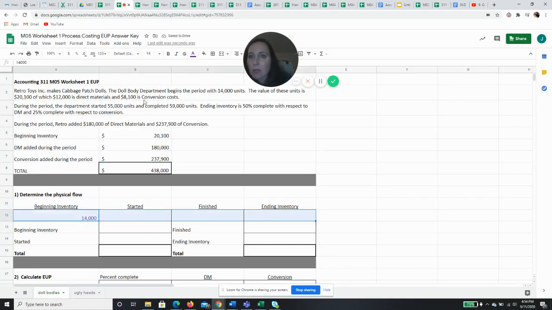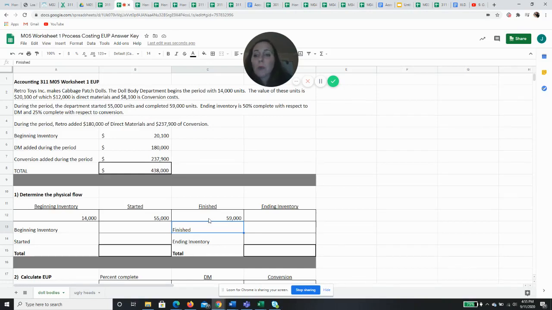Okay, and the color on these, it's going to be funny. So let's just change that to black. Okay. Then what else does it say? It says during the period, the department started 55,000 units. So I'm going to put this under started. And completed 59,000 units. And that was what got transferred to either finished goods or the next department. And then it does not tell us what ending inventory is, so we need to calculate that.